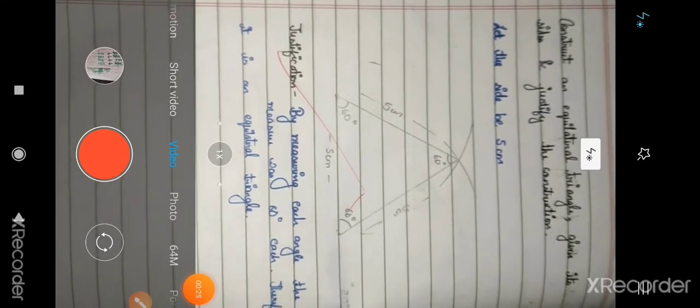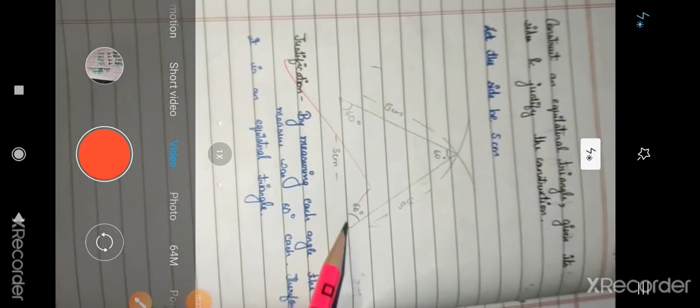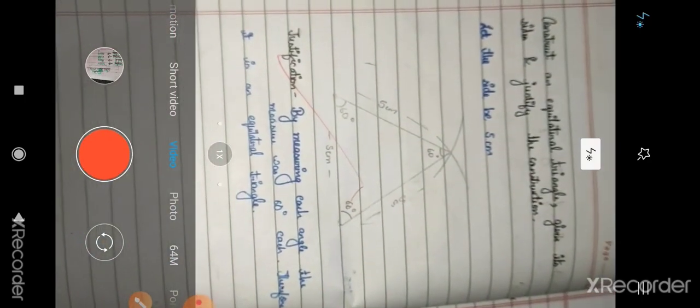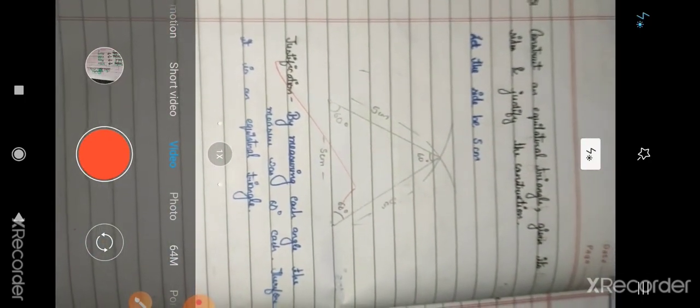Or you can measure these lines also. If you measure these three lines, you will find that all three lines are equal. Hence this is a part of verification also. You can verify this question like that also.